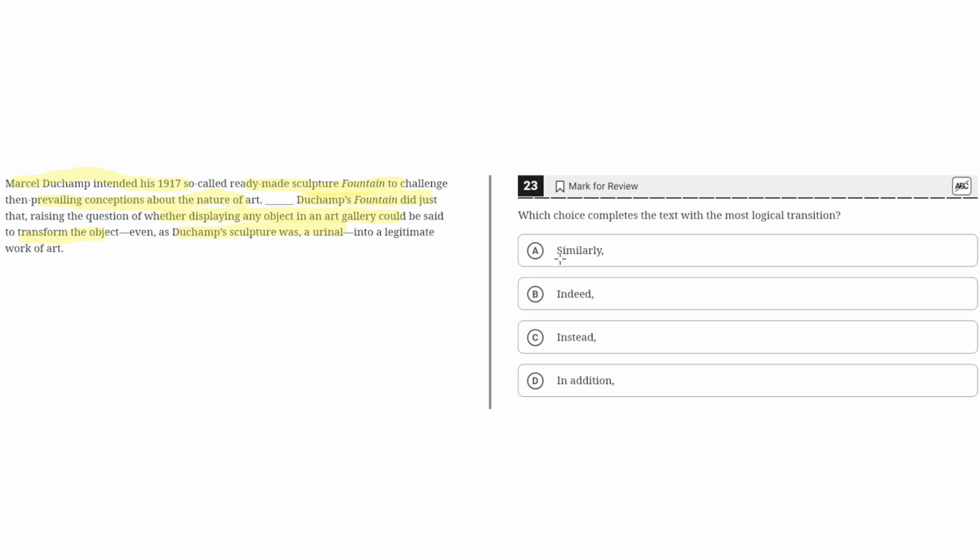A. Similarly. This is incorrect because similarly implies that the second sentence is similar to the first sentence, but this isn't the primary connection between the first and the second sentence. Instead, the second sentence offers emphasis to support what was said earlier. It's not similar to the first sentence. Therefore, A is incorrect.